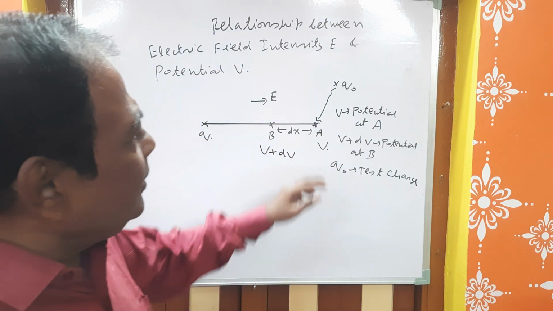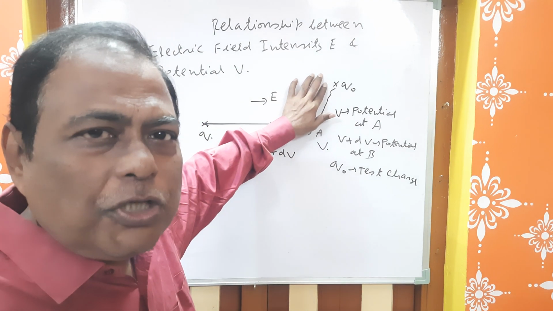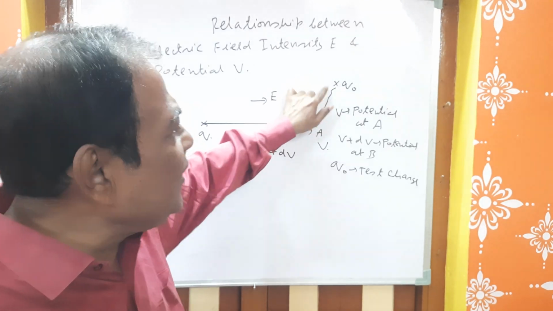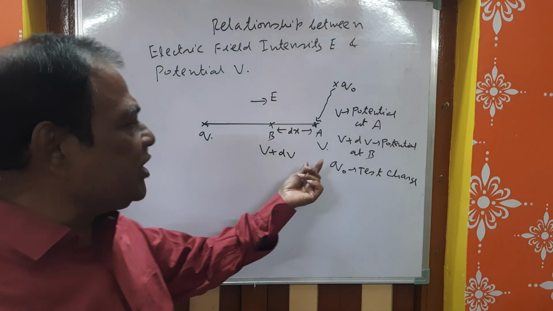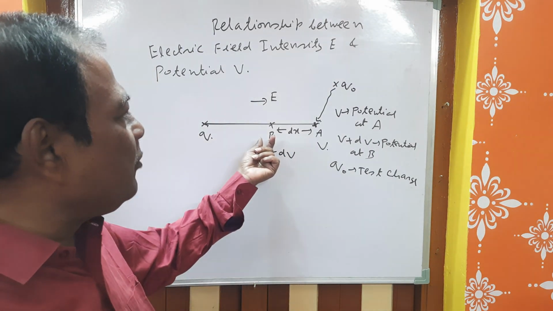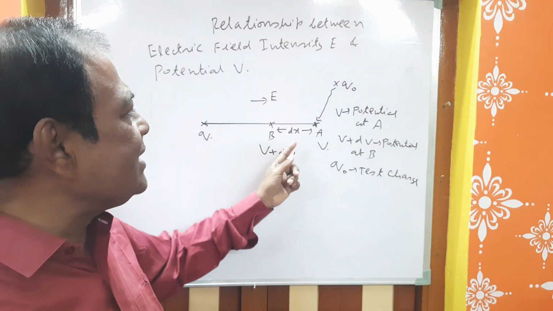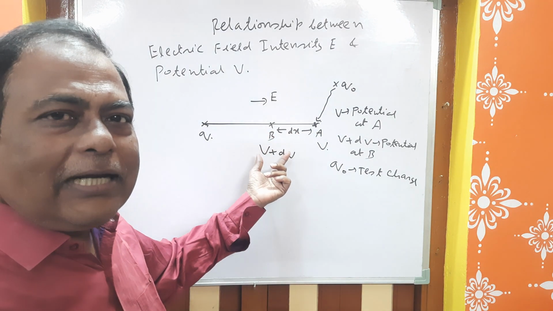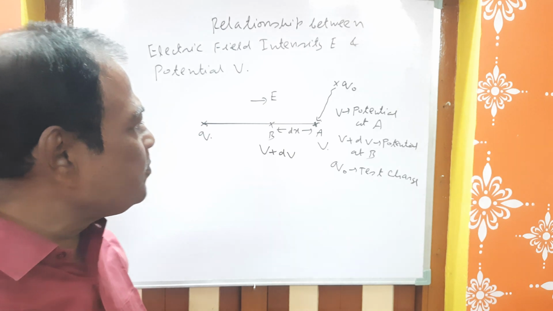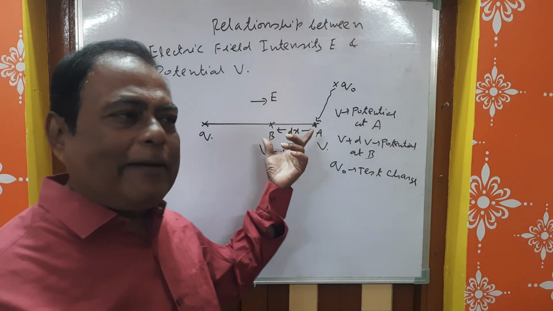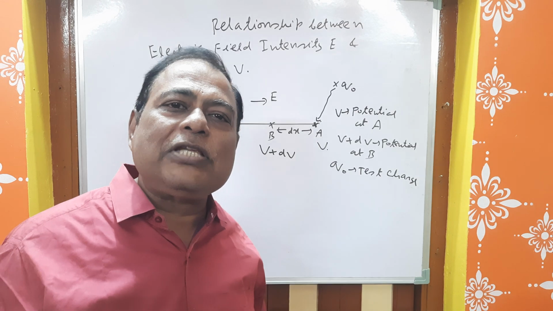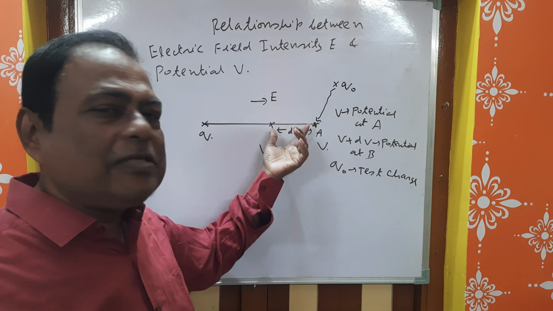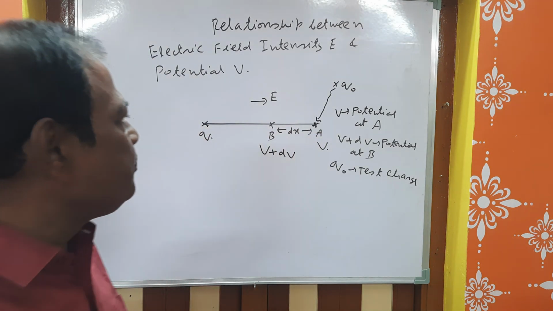Now note one thing, you are bringing the charge Q0, test charge, from infinity to the point A. So the potential is V. Similarly, if you bring the charge to B, potential is V plus dV. Okay. So two points A and B have been created with potentials V and V plus dV. So difference of potential is dV, and distance of AB is dx. Okay.